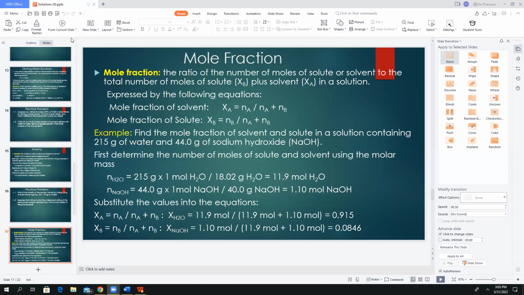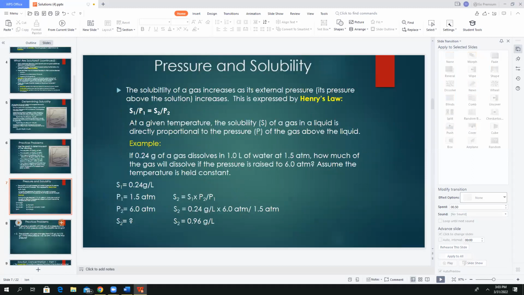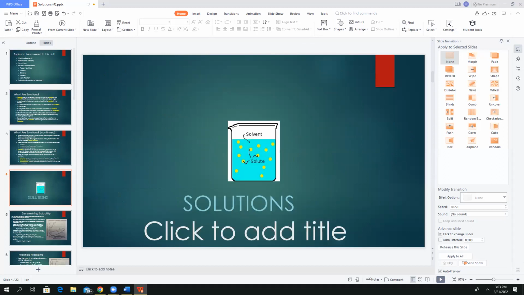Okay, so we are looking at reactions in aqueous solutions or solutions in general. So we're going to continue with that. This one moved. I don't know why it moved. Okay, there we go. That's our first one.